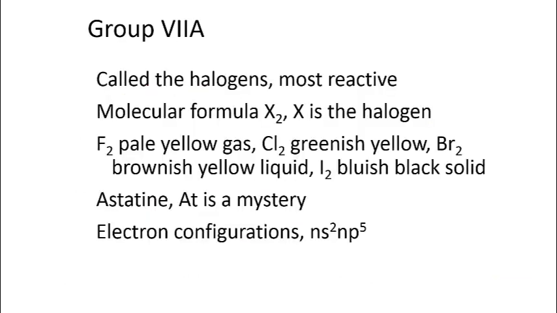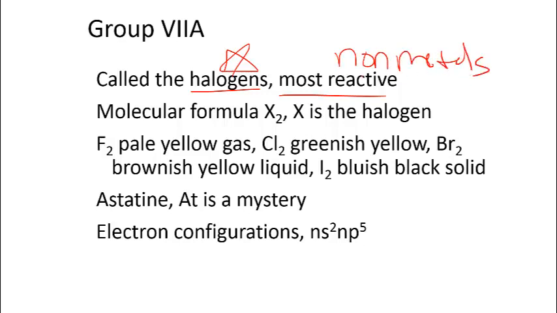Group 7A. Group 7A is called the halogens. Now, we said the alkali metals were the most reactive metals. Well, the group 7A elements, the halogens, are the most reactive nonmetals. The general formula for halogens is in the form X2, where X symbolizes the halogen. It can be fluorine, chlorine, bromine, or iodine.